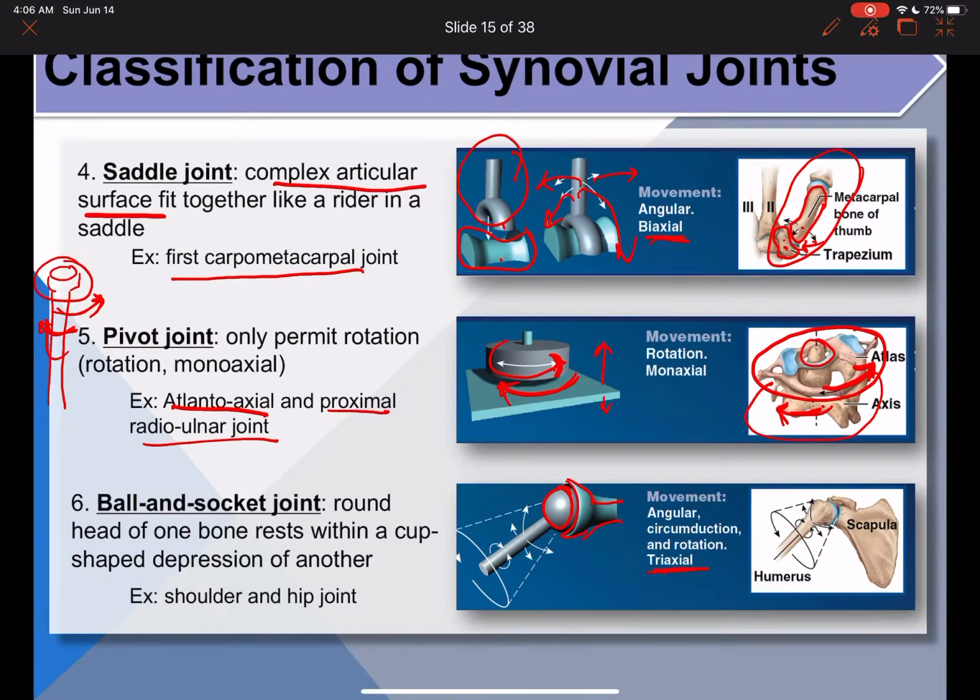The shoulder joint is where the head of the humerus right here fits perfectly into the glenoid fossa of the scapula bone. And the hip joint is where the head of the femur, which is pretty obvious on the femur, fits into the acetabulum of the os coxa bone, where it has that big, nice spherical indentation for the head of the femur to fit into, for that ball and socket joint.